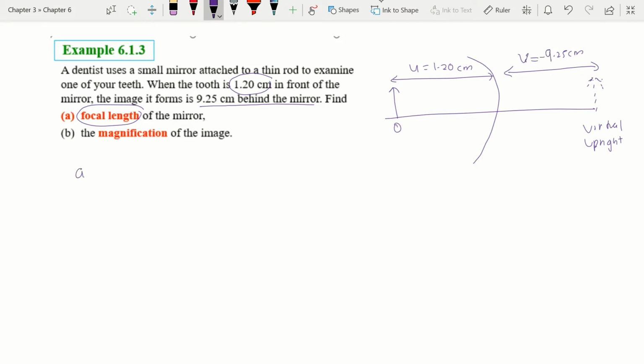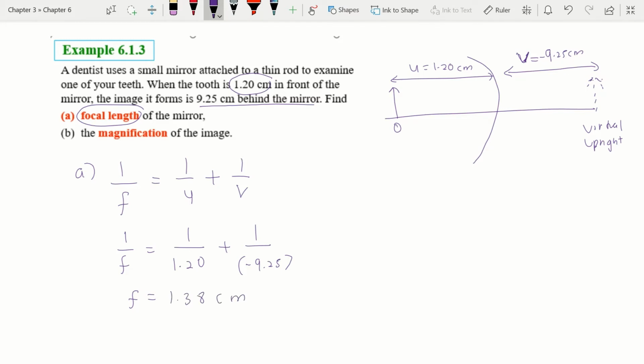Okay, find the focal length. So we can use the spherical mirror equation: 1 over f equals 1 over u plus 1 over v. So 1 over f equals 1 over u, 1.2, plus 1 over negative 9.25. When you rearrange the equation and you press the calculator, you will get an answer of 1.38 centimeter. Okay, now we are going to look for the magnification of the image.